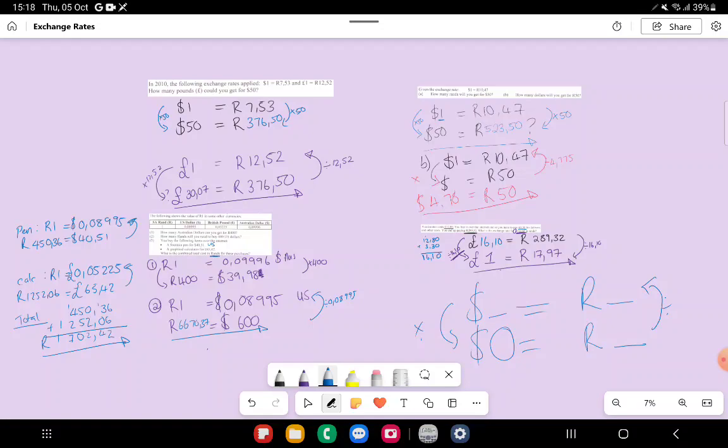We have completed exchange rates. I think next up we're going to do profit, loss, discount, and VAT.